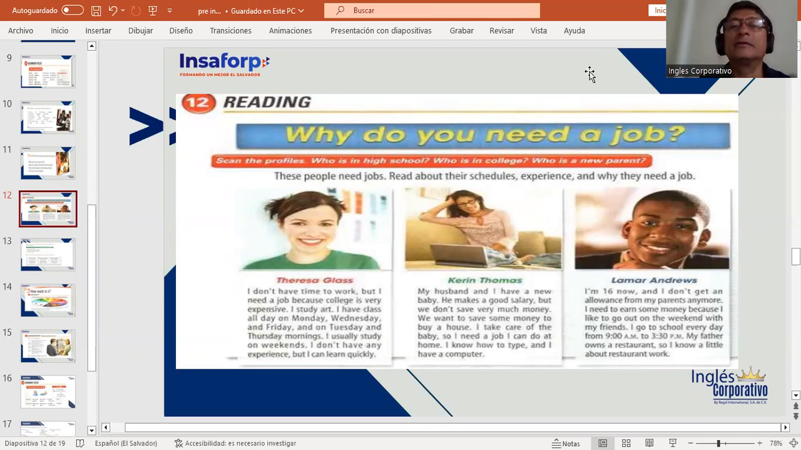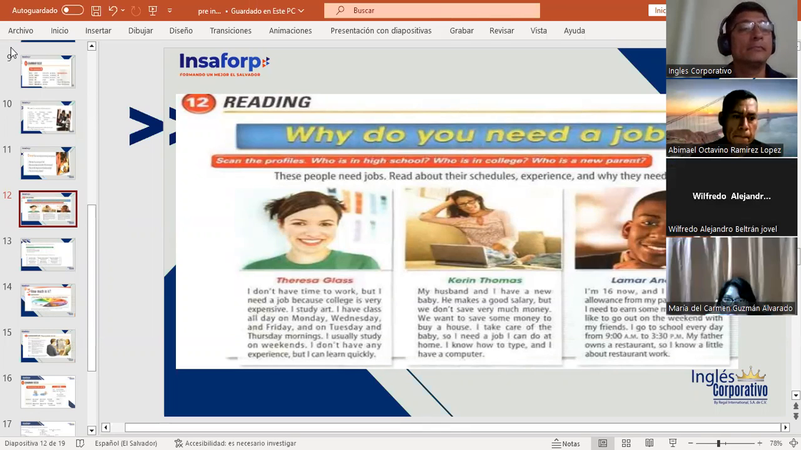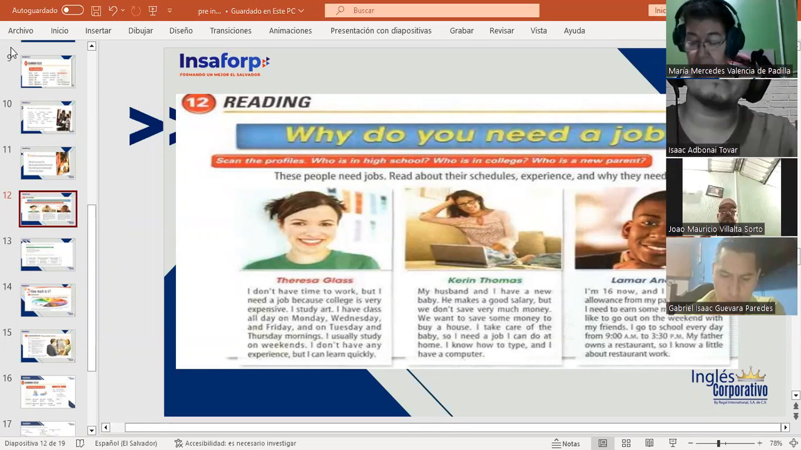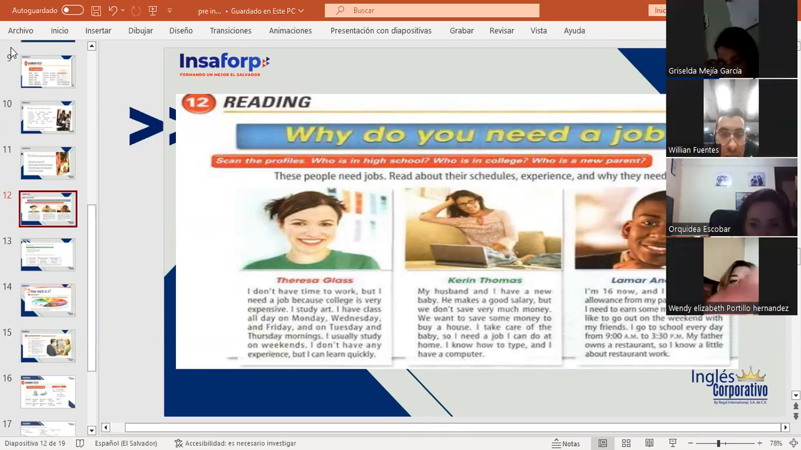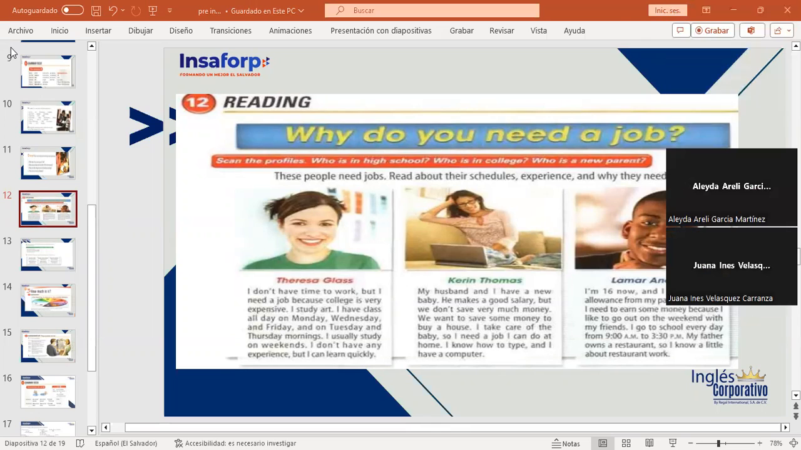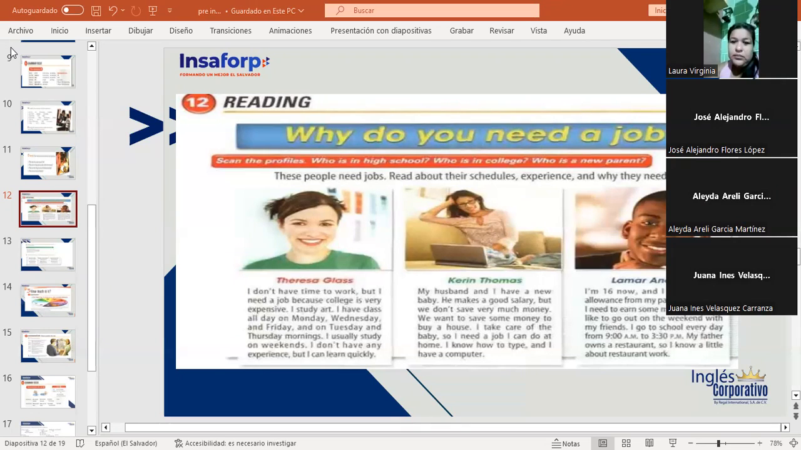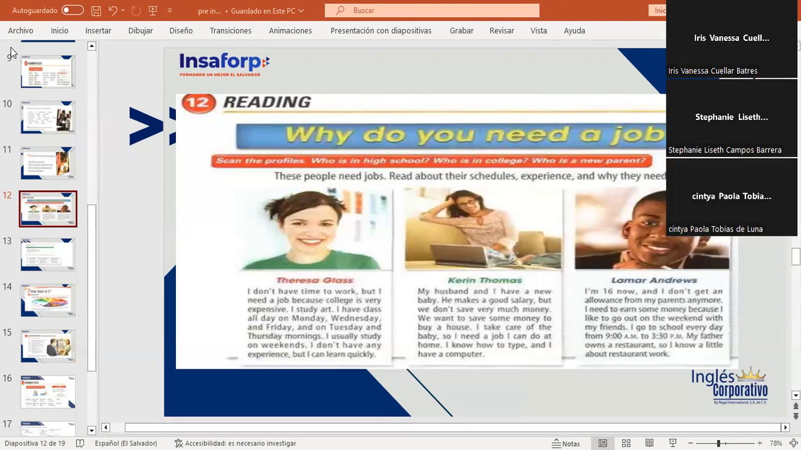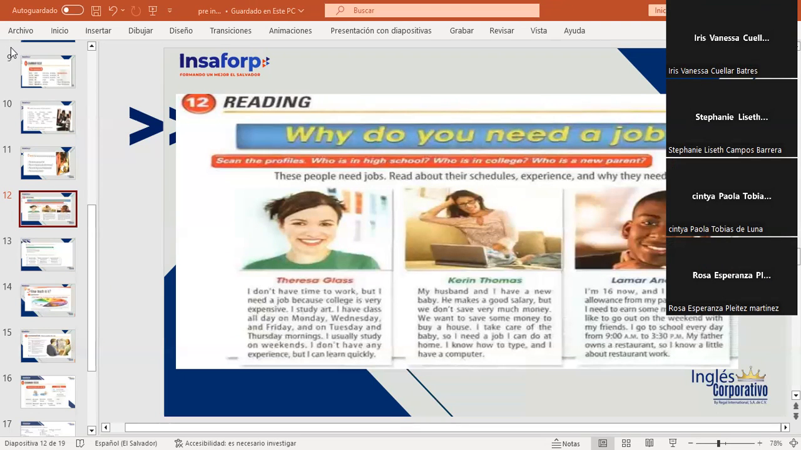Okay, my friends. Let's go to another activity. I'm gonna ask some of you to read this article over here. Let me see who's going to read. Rosa.